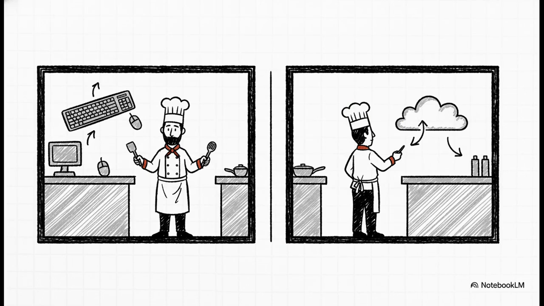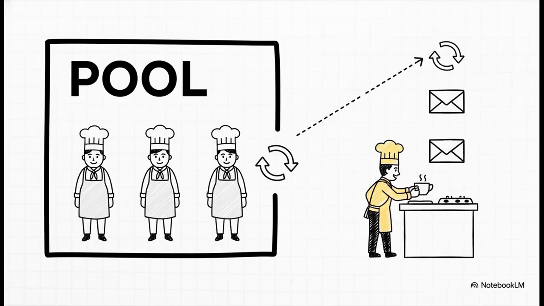Now, a more advanced model is using worker threads. This is where you create threads that are specialists. You might have one thread whose entire job is just to listen for your mouse clicks and keyboard presses. You could have another thread that's dedicated to handling all the communication over the internet. Each worker has a specific, ongoing role, just like having a head chef and a dedicated pastry chef in the kitchen.